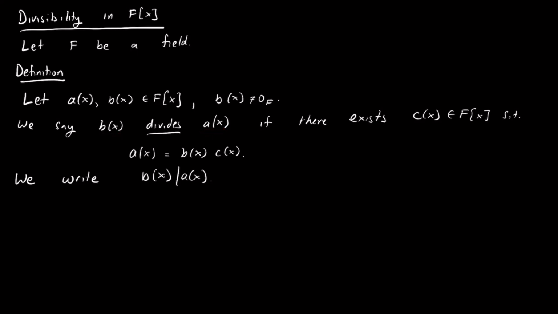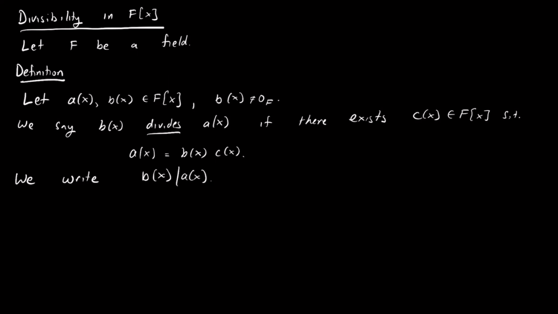So I want to define what it means to take b(x) and divide a(x) by it. We'll use our definition from the integers. We'll say b(x) divides a(x) if there exists a polynomial c(x) in F[x] such that a is equal to b times c. So a(x) = b(x)c(x), and we'll use our usual notation b(x) | a(x). Same notation, same type of definition. We've just replaced Z with F[x].